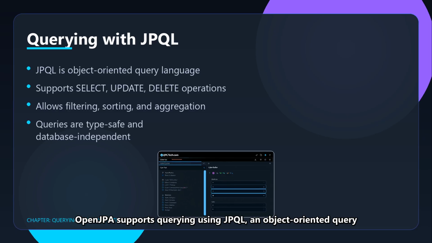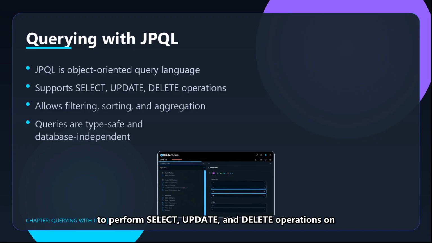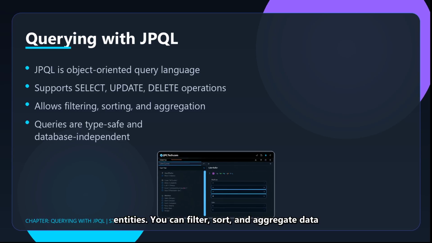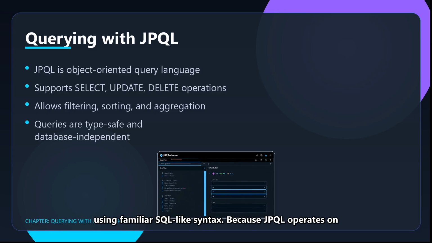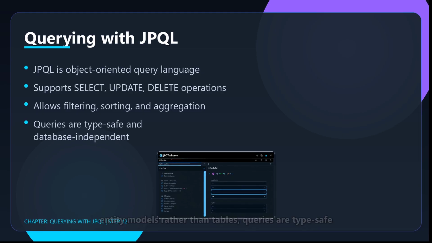OpenJPA supports querying using JPQL, an object-oriented query language that closely resembles SQL. JPQL allows you to perform select, update, and delete operations on entities. You can filter, sort, and aggregate data using familiar SQL-like syntax. Because JPQL operates on entity models rather than tables, queries are type-safe and database-independent.